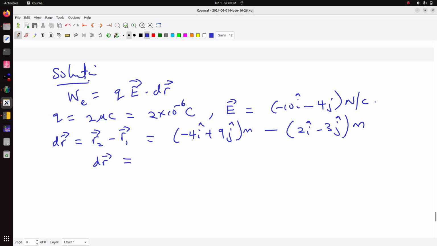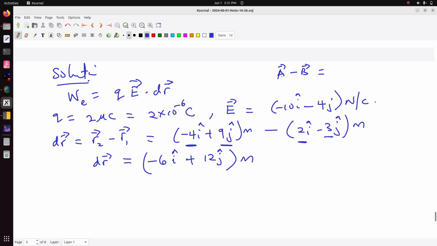If you subtract the two, the displacement vector is going to be minus 4 minus 2, that's minus 6i. Then the j components, 9 minus minus 3, so that will be 9 plus 3, that will be plus 12j meters. I think you have been taught how to find the difference between two vectors.